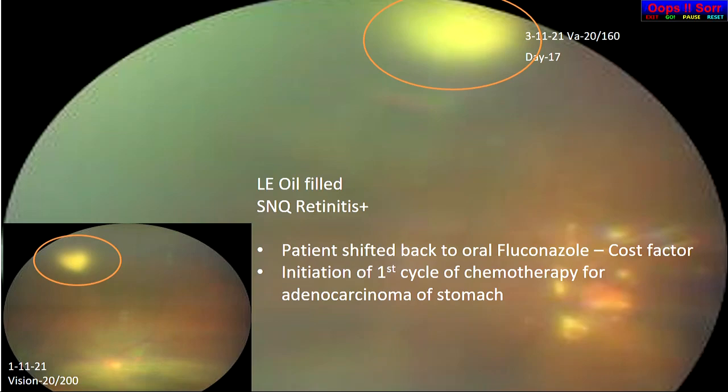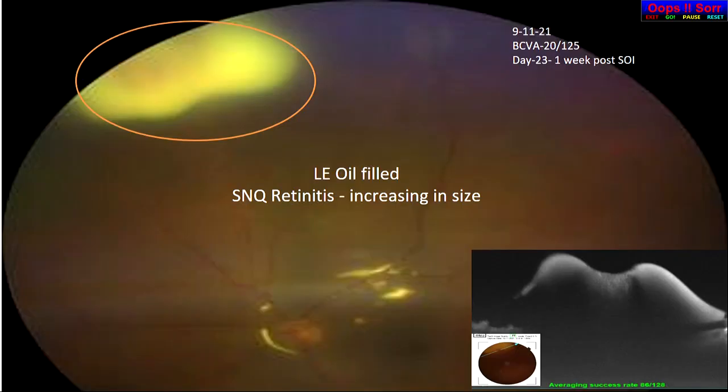Now the patient, because of the cost factor, since posaconazole is quite costly, we shifted back to fluconazole. And the patient was also started on the first cycle of chemotherapy for his adenocarcinoma of the stomach. Now after 1 week of this presentation, we could see that the lesion has quite increased in size. And as it is an oil-filled eye, there was no increase in vitritis. But the lesion, you can see on OCT also, a double bump can be seen.